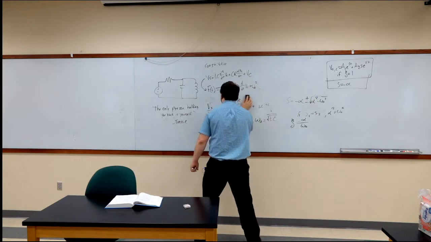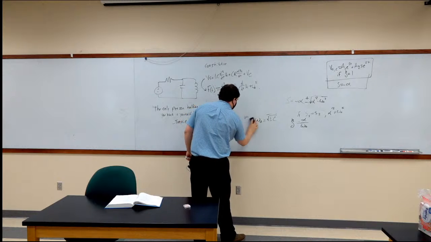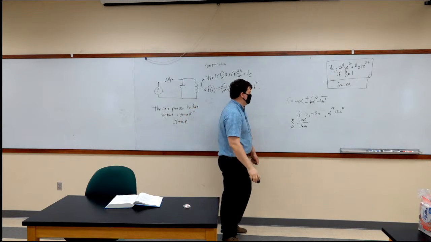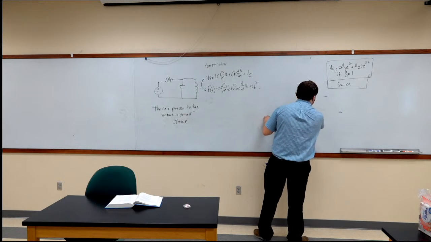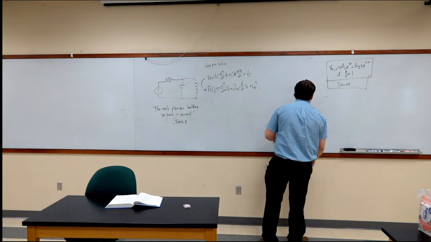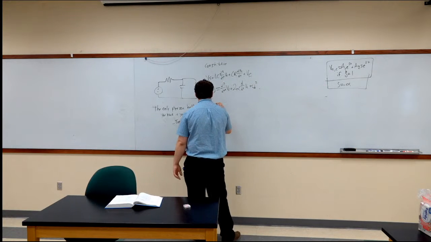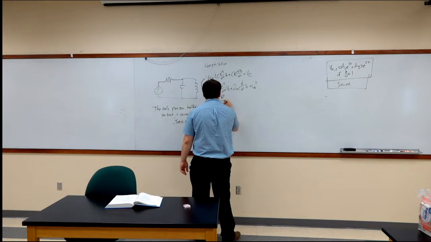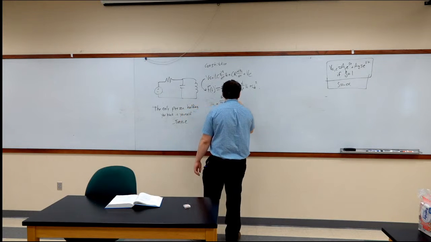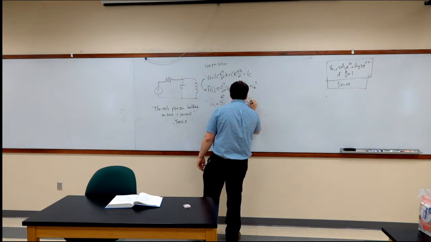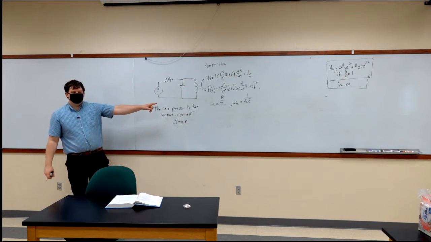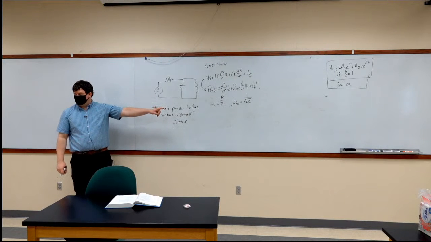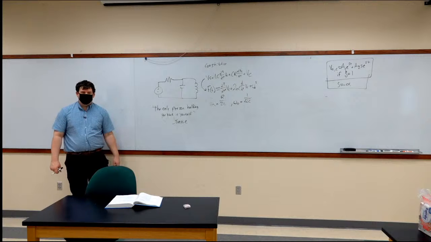Now, on the flip side, Ben, at one point you had mentioned what happens when R equals 0. Well, if we plug in R equals 0, I just erased the definition of alpha. Alpha equals R over 2L. Omega naught is equal to 1 over the square root of LC. If R equals 0, alpha equals 0. If alpha is equal to 0, we got problems.